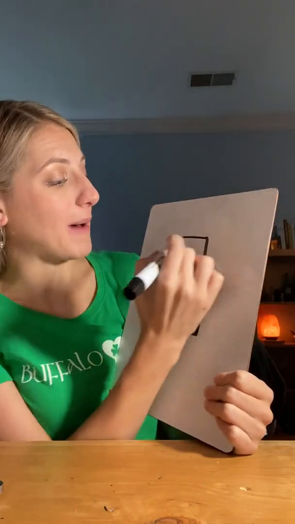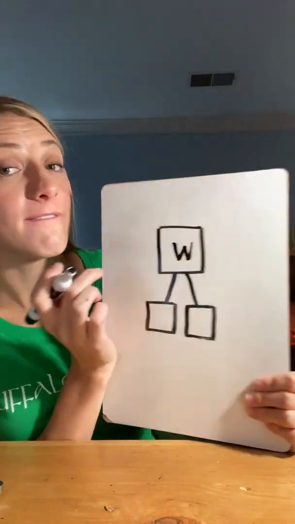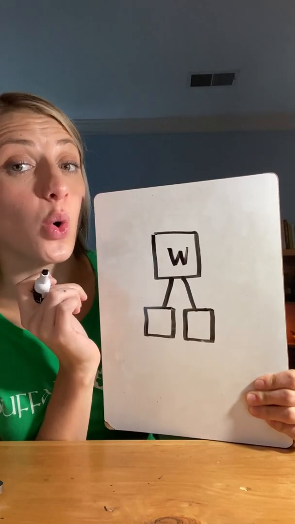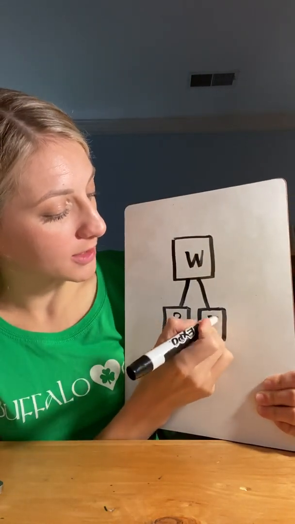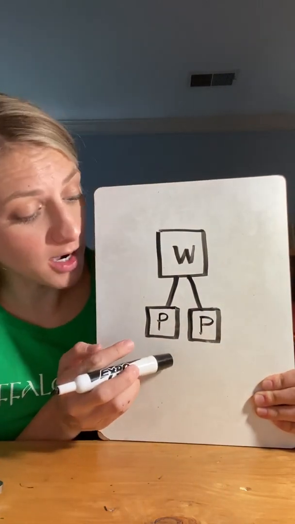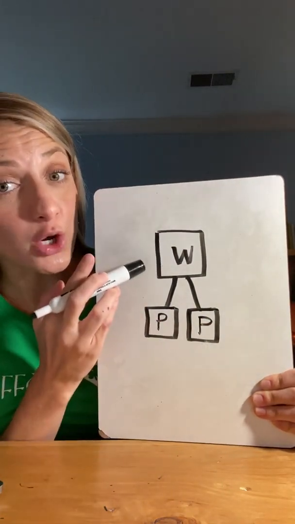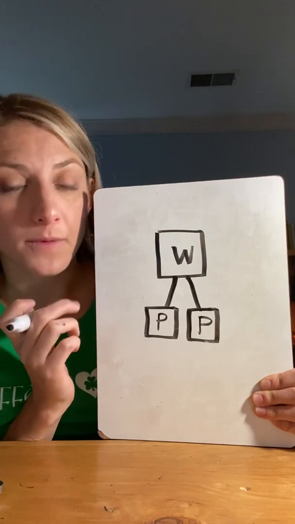Here's our whole box. So I'm going to put a W for whole because that's the letter that the word whole sounds like. I know it sounds tricky. And then these are our 2 parts. So we have part plus part equals the whole, right?